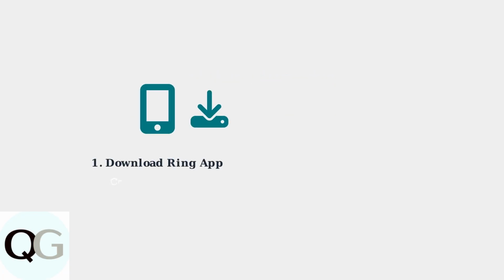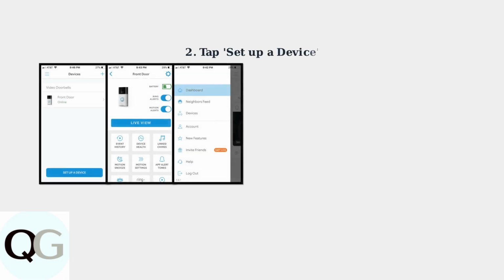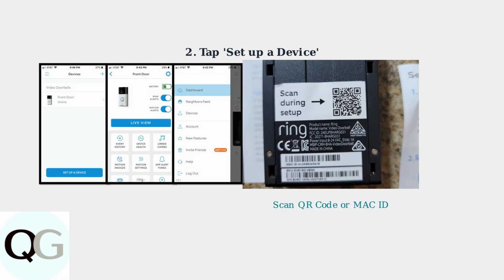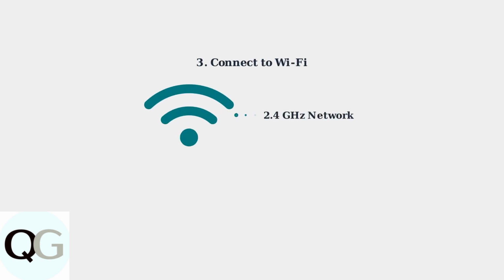Start by downloading the Ring app from your device's app store and creating a new Ring account if you don't already have one. In the Ring app, tap Set Up a Device and follow the prompts. You'll need to scan the QR code or Mac ID barcode located on the back of your Ring doorbell or its packaging. Connect your Ring doorbell to your Wi-Fi network.